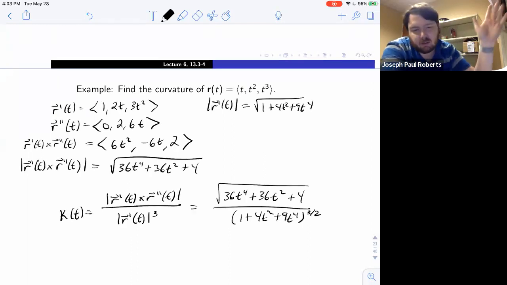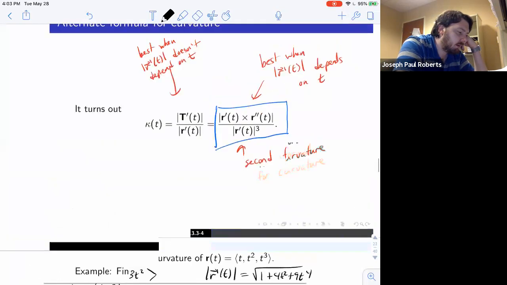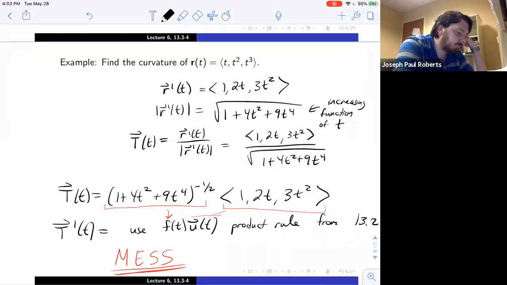And so, okay, that was a little tedious. Had to do a cross product, but the calculus was easy. Easier, I would say. Yeah, because the calculus, the r prime, r double prime, was basically no trouble at all. Whereas T prime would have been a huge pain.